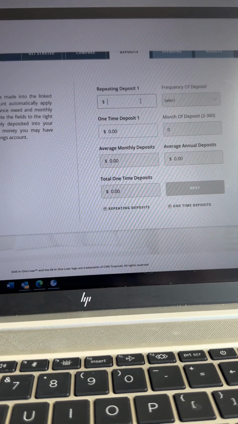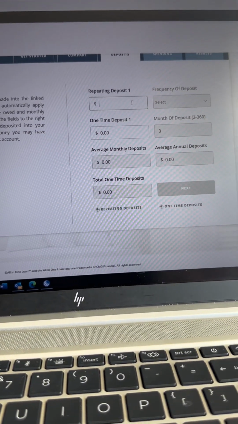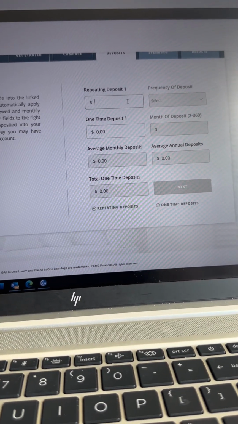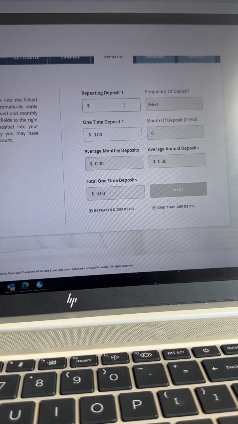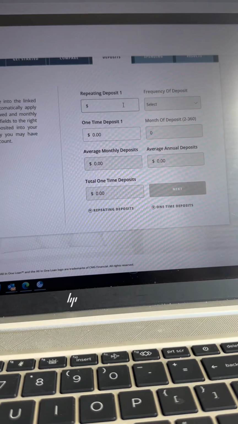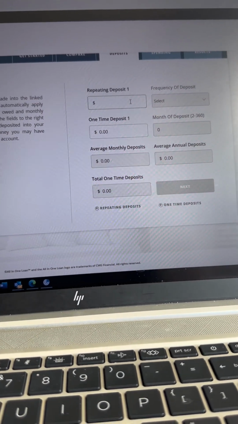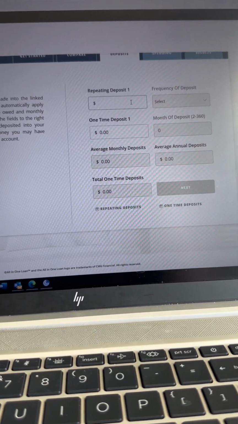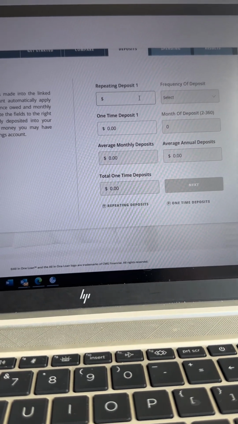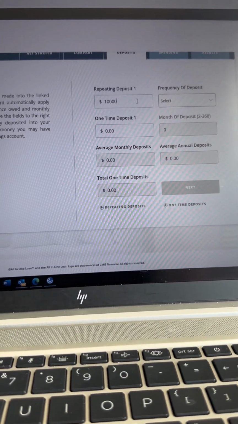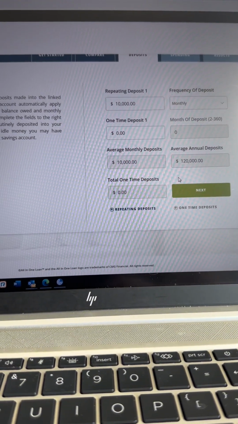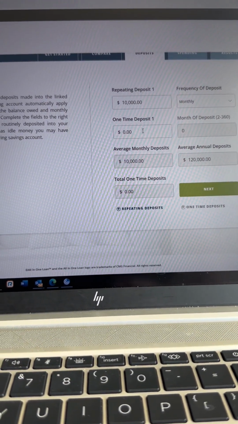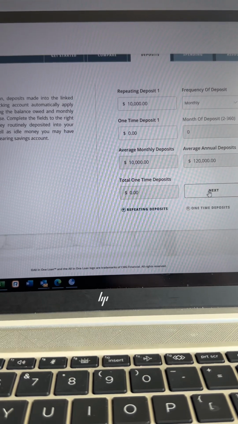Repeating deposits. So this is all of your deposits that goes into that account. So just your deposits or yours and someone else's, your income, your deposits that you get for rent, whatever the deposits are. I understand that when you receive rent, you have a mortgage that comes out too. I'm not looking for that. I'm looking for just deposits right now. So let's say that that is $10,000 a month, every month. And the one-time deposit is more so for like a purchase. So we're just gonna skip that.